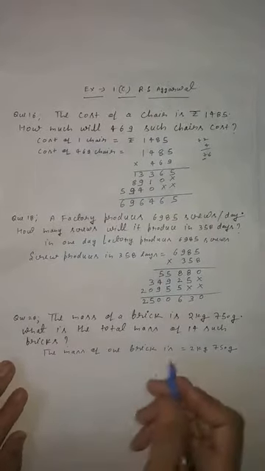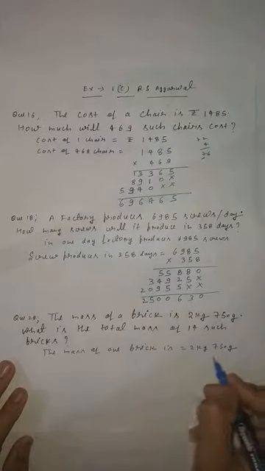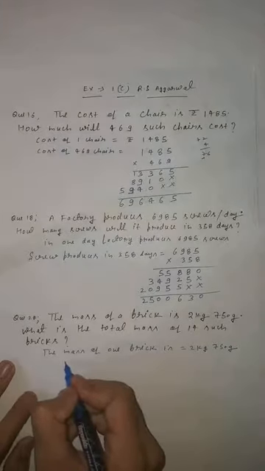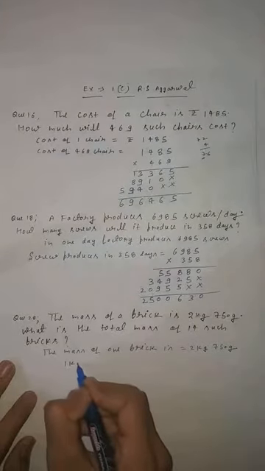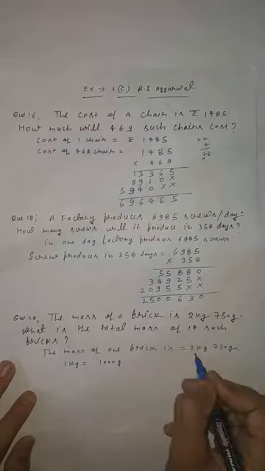Now you have to find out the mass of 14 bricks. Okay, first you have to convert into the same unit. Means you know that 1 kilogram is equal to what? 1000 grams. Clear? There, what can you write down?